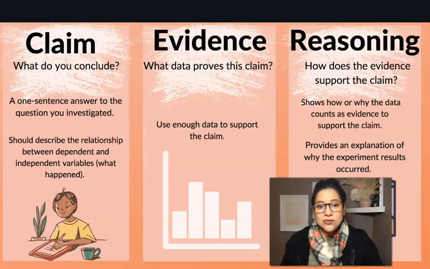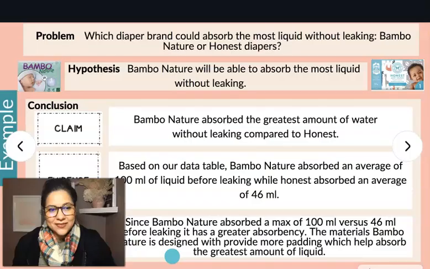All right, and you want to use enough data to support your claim. It could be both quantitative or qualitative data. And the R stands for reasoning. So how does the evidence support the claim? This part shows how or why the data counts as evidence to support the claim and provides an explanation of why the experiment results occurred. So let's work on an example together.